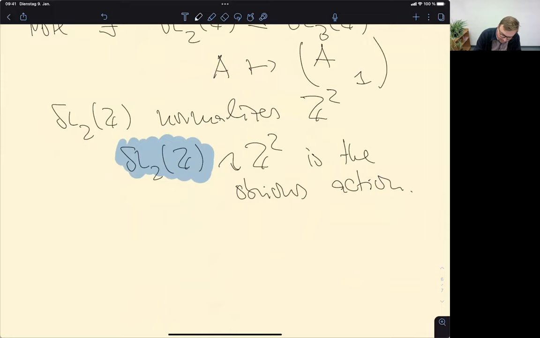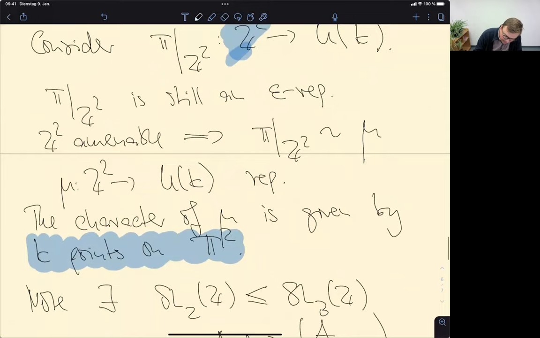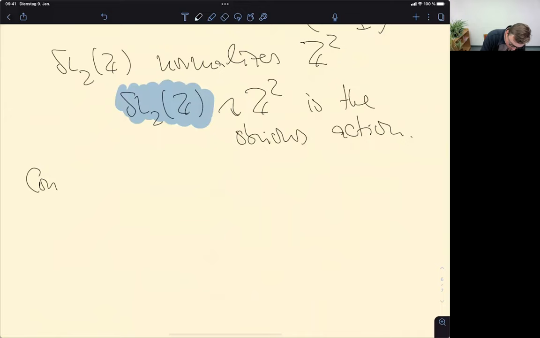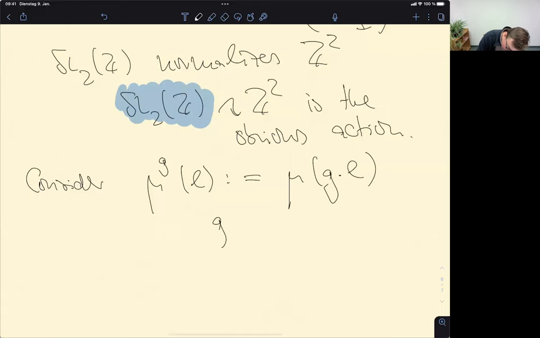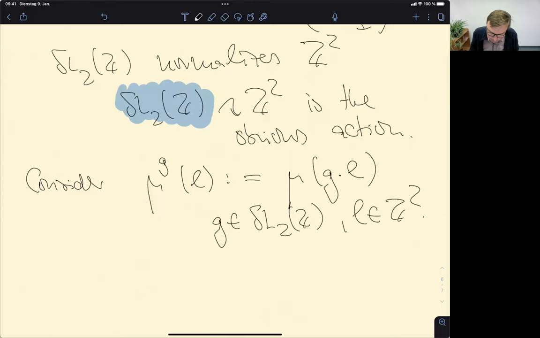And so the same argument, not quite the same argument, works for the representation mu. But we can now argue as follows. So consider the representation mu upper G of L. And this is defined to be mu of G times L, for G in SL2Z and L in Z square, right? So you just rotate your representation by an automorphism. You basically precompose by an automorphism of Z square, by an element in SL2Z.